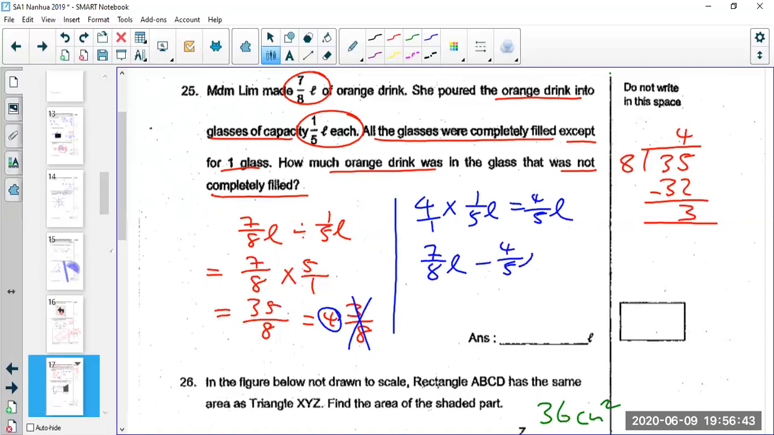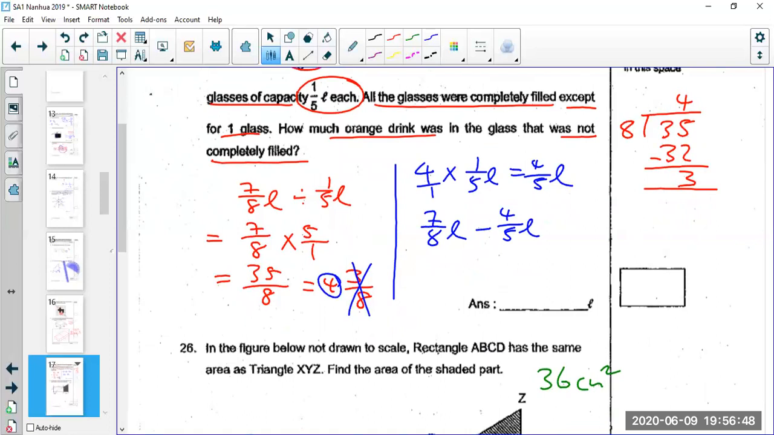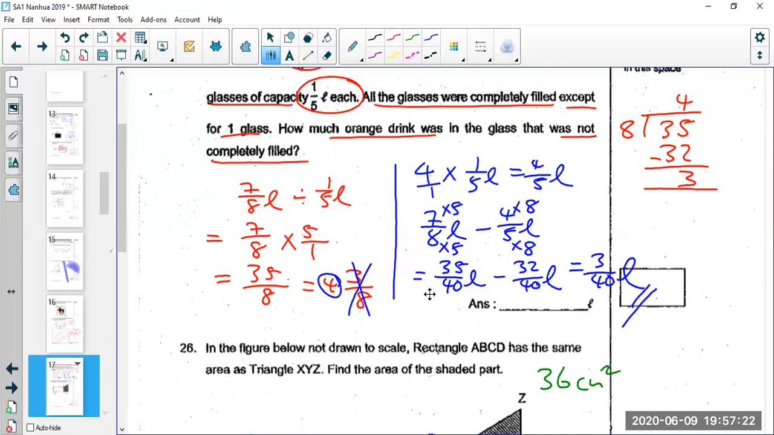minus 4/5 liter. Now how to minus a fraction? You need to make the denominator the same. So you times 5 and then times 8. So what do you get? 35/40 liter minus 32/40 liters. So how much orange juice is left over? What is the remaining orange juice? What is the orange juice that is in the last glass? That will be 3/40 liters of orange juice left. So the last glass has 3/40 liters inside.